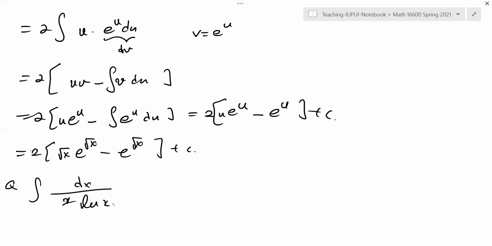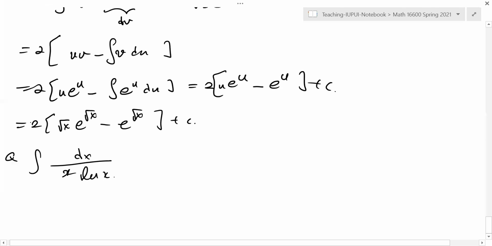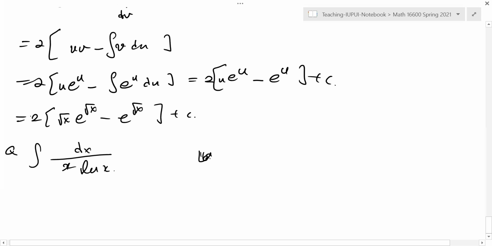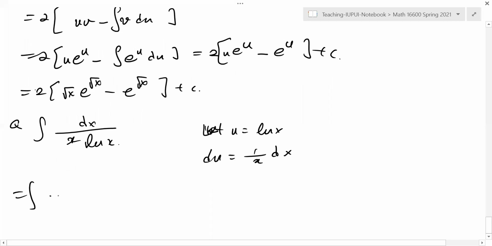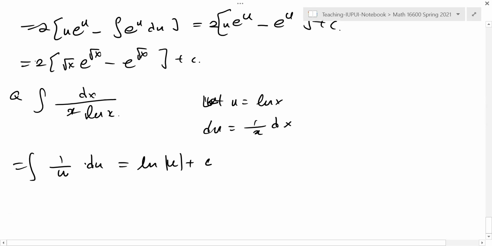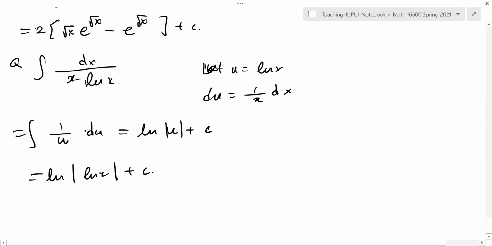Right. So the natural substitution is going to be the natural log. Let u be natural log of x. So du equals 1 over x dx. Right. Then you put it here. This is 1 over u du, right? So it's natural log of absolute value of u plus, very simple here, don't forget, constant. So that is going to be natural log of absolute value of natural log of x plus constant.